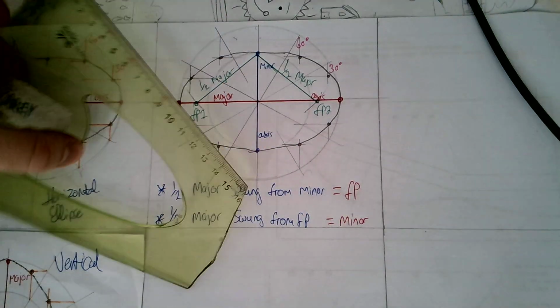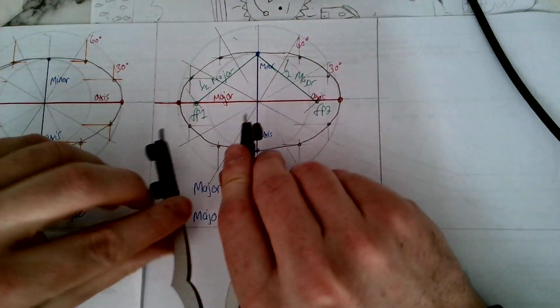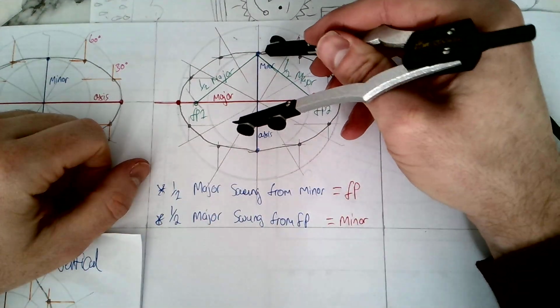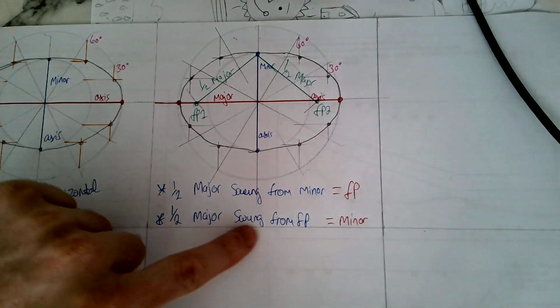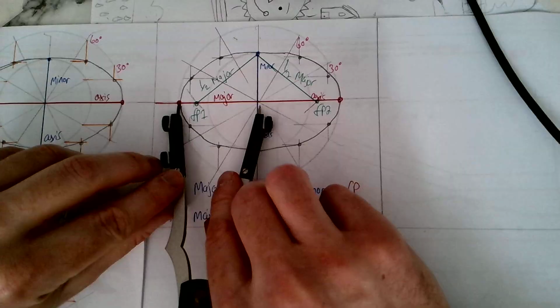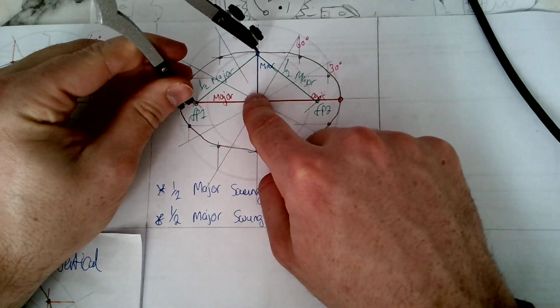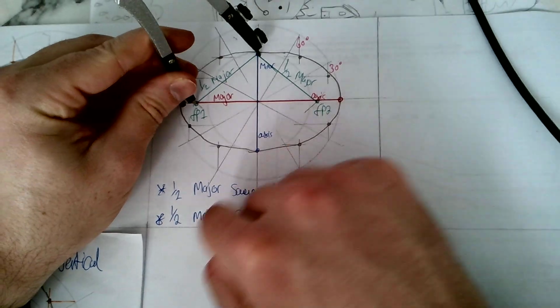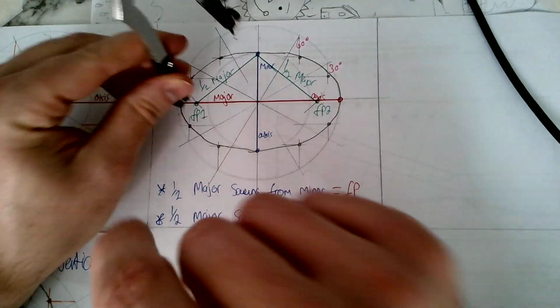So when we say half the major swung from the minor axis, again we mean taking half the major, bang, up on the minor axis, swing it off. When we say half major swung from focal point, we take half the major, we pop it on the focal point, and as you can see when I have my center line, if I didn't have my minor axis, that would give me my minor axis.